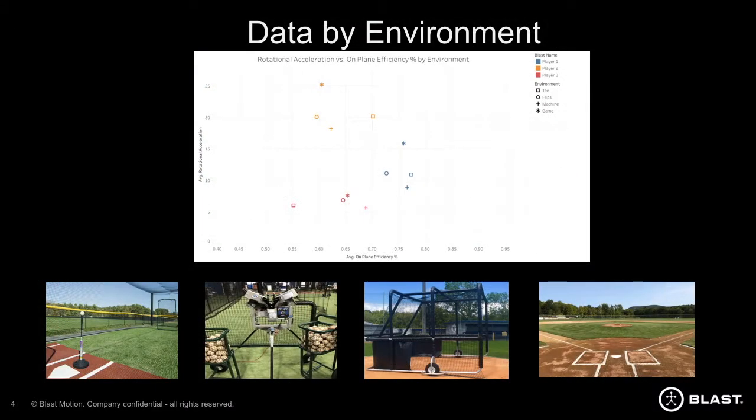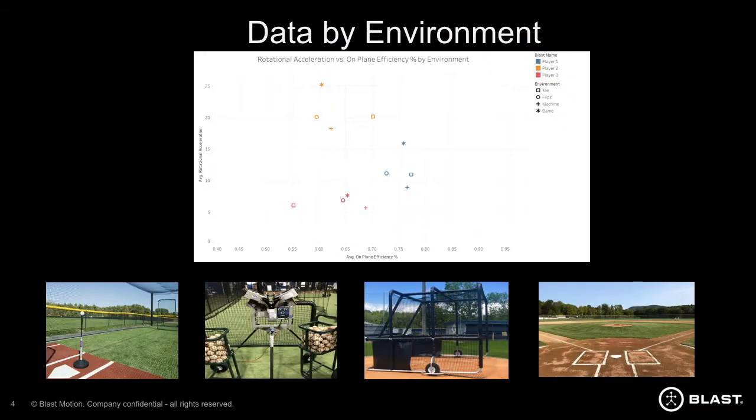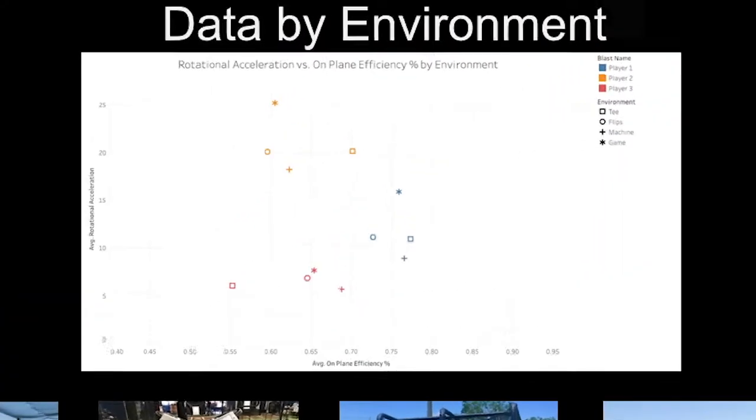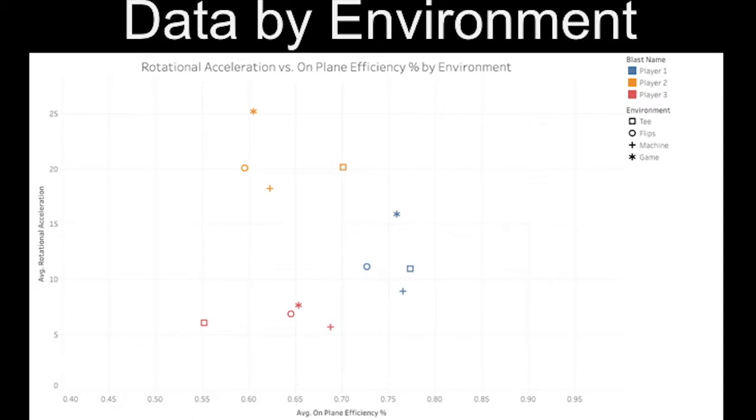When I talked about changing the environment as a coach, it's 100% going to change the data you collect, and help you better understand which environments, which tasks, and which implements, which bats, which constraints give your player the best chance to be successful, or give you the best data. This is pretty difficult to read, probably for anybody in the back. We've got on-plane efficiency on the x-axis, rotational acceleration on the y-axis, and we plotted those things against each other. We broke it down. These are 3 players from AA in an organization that we work with, and this is training and game data.